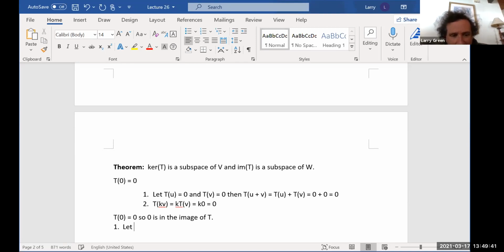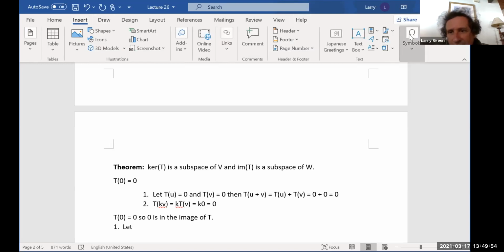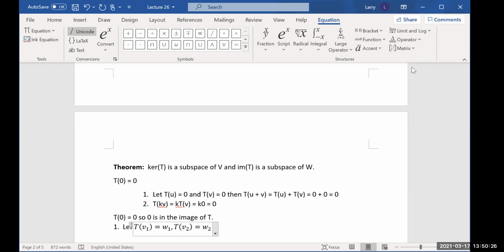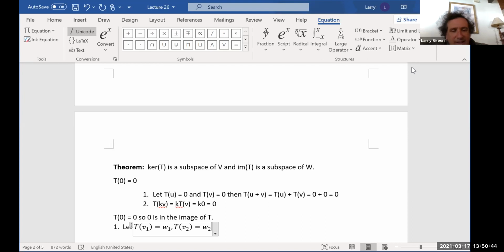Okay, so 1 is, let's do it this way. It's one of those where I need equations. Let T of V1 equal W1, which means W1 is in the image, and T of V2 is equal to W2. So we know W1 and W2 are in the image. What's our goal? Not quite. To show that V1 plus V2 is in the image of T. W1 plus W2. So our goal, let's write down our goal.